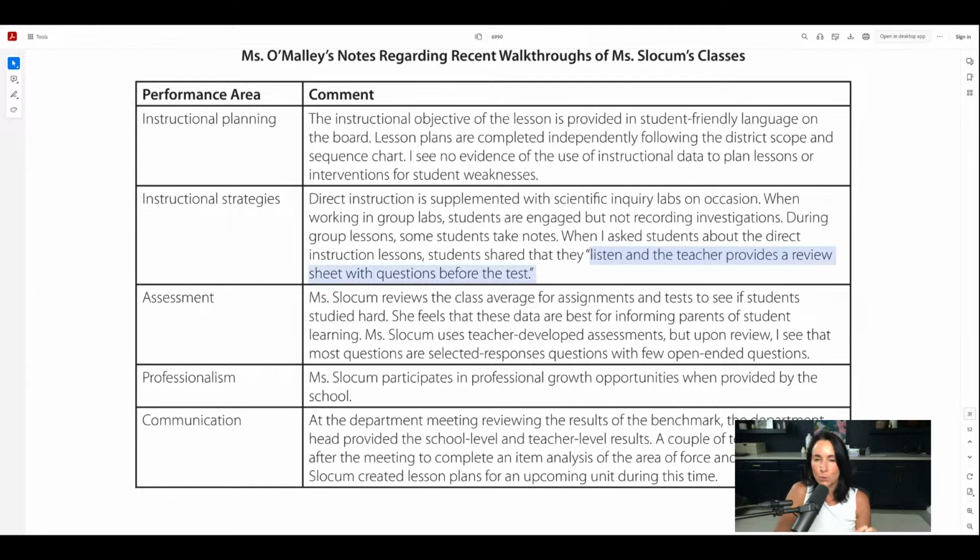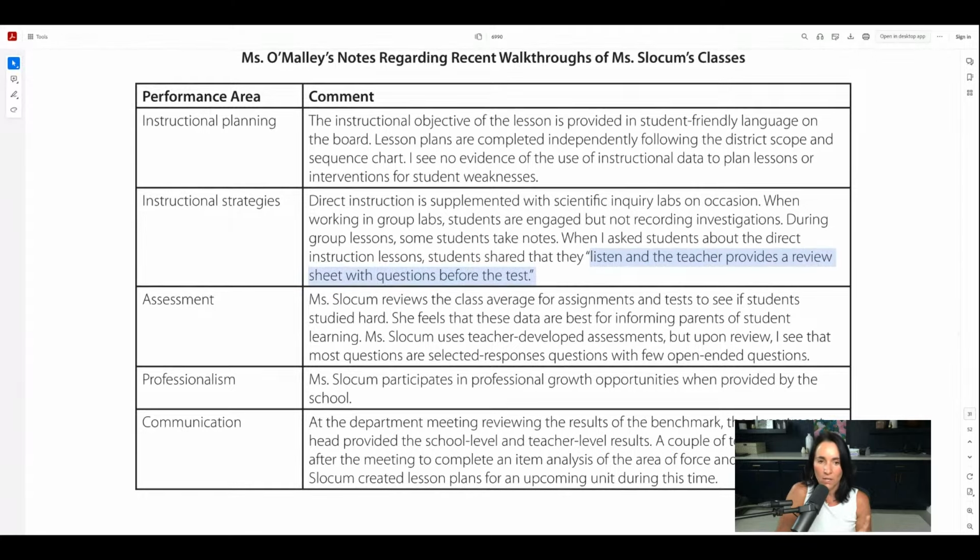And then it said, when I asked students about the district instruction lessons, students shared that they listen to the teacher and the teacher provides a review sheet with questions before the test. Not great. Then we have here, Ms. Slocum reviews the class averages for assignments and tests to see if students studied hard. That doesn't make sense. I don't see how you could figure that out. And she feels that these data are best for informing parents of student learning. Well, she needs to be informing herself of student learning. And she uses teacher developed assessments, but when I reviewed them, they're mostly selected response with very few open-ended questions. And so we want students to think critically, so we need more open-ended questions.